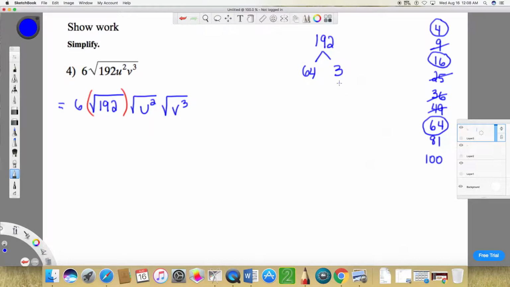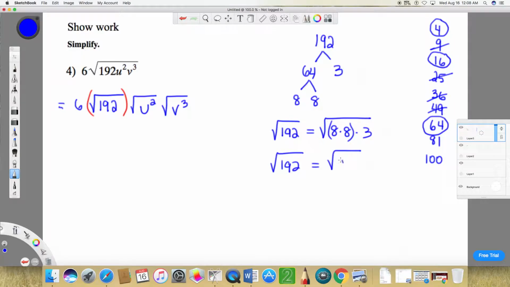And like I say, what's the advantage of doing that? That 64 breaks down to 8 times 8. So we can very quickly see that the square root of 192 is equal to, well, 8 times 8 times 3. And since we have a group here, we can split that apart and say take the square root of 8 times 8 times the square root of 3. Well, 8 times 8 is 64. Hey, the square root of 64 is 8.